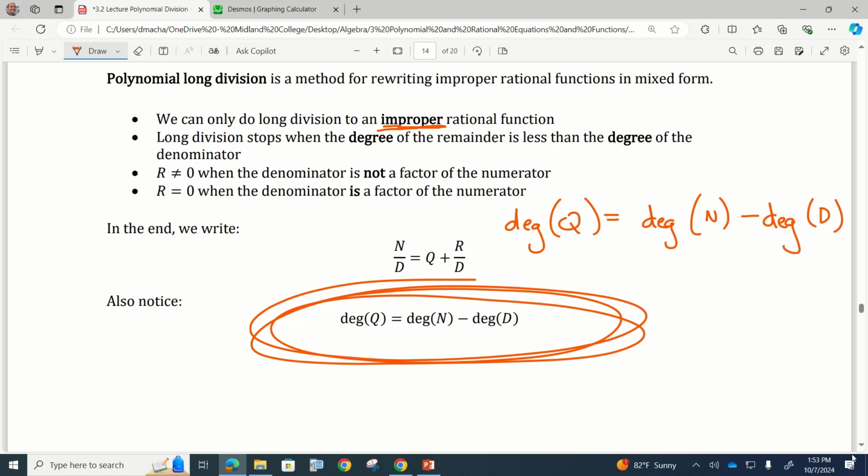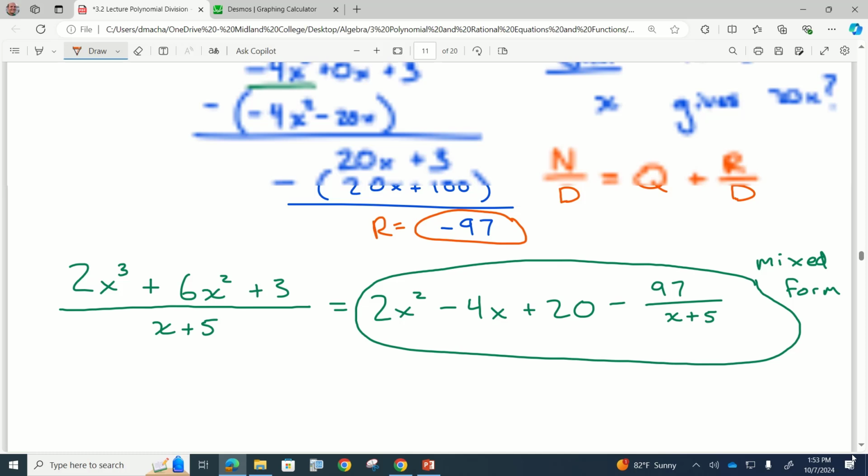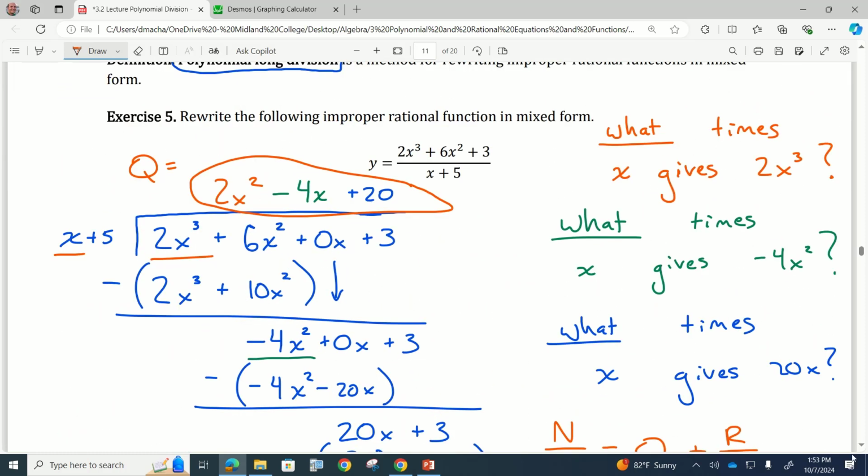And I have 3 examples to show you that this works. Let me show you my 3 examples. In this one, the degree of the numerator is 3. The degree of the denominator is 1. So 3 minus 1 is 2. And the degree of my quotient is 2.